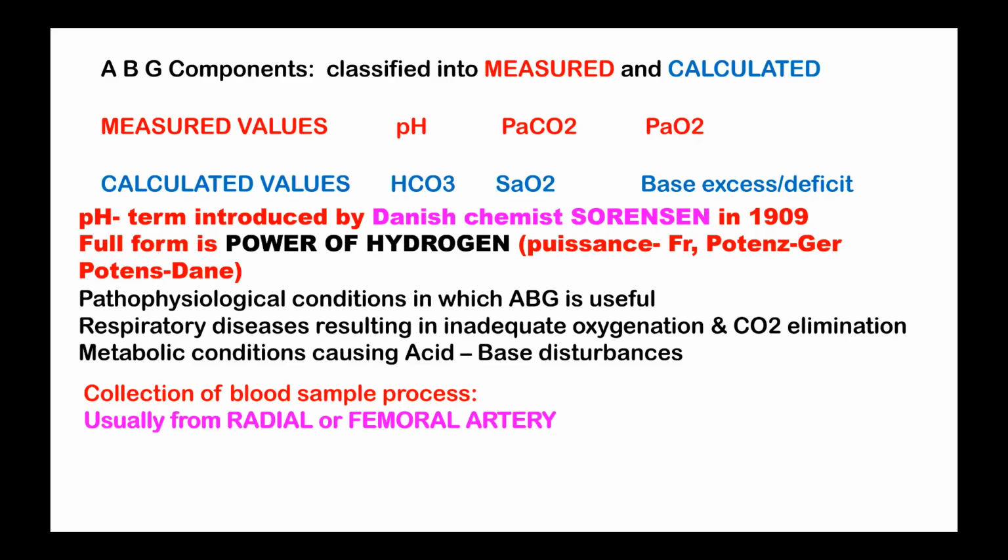Collection of the blood sample is very, very important. Commonly, which artery do we prefer? Radial artery. What is the reason for selecting the radial artery? Superficial, very good, easily accessible. And then the presence of collateral circulation, the ulnar collateral.